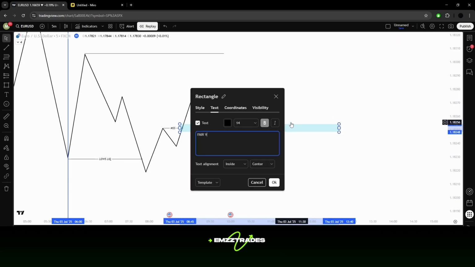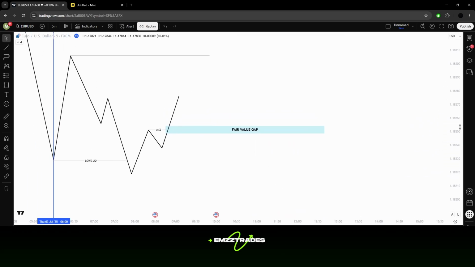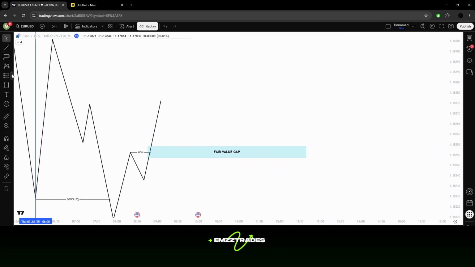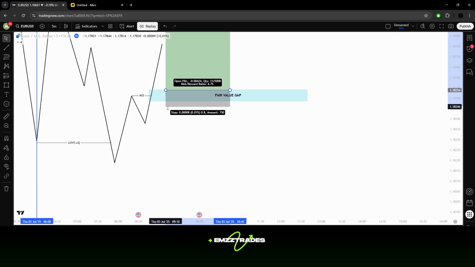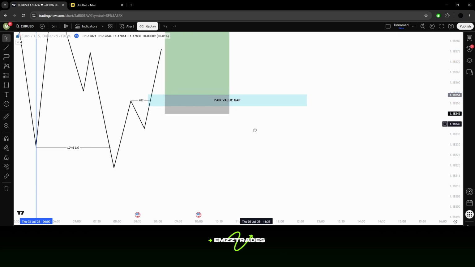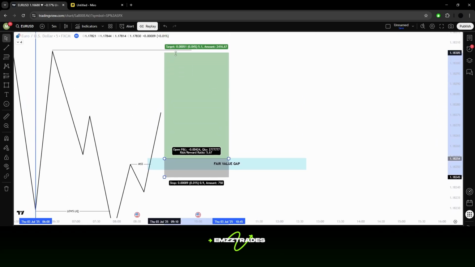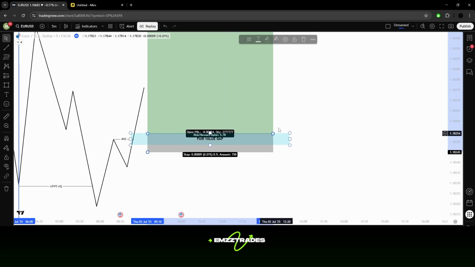So I'm going to name this fair value gap. And as soon as it overlaps and we get the fair value gap, all we've got to do is place your buy limit right here, placing your stop loss just below the highlighted area, or you can place it at the highlighted area, but that will be so much more risk. So what you're going to be doing is placing it a few pips below. And as soon as you do that, all you've got to do is place your take profit at the top of Asian session's highs.